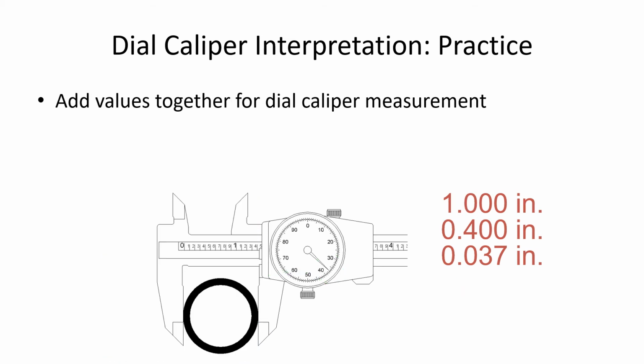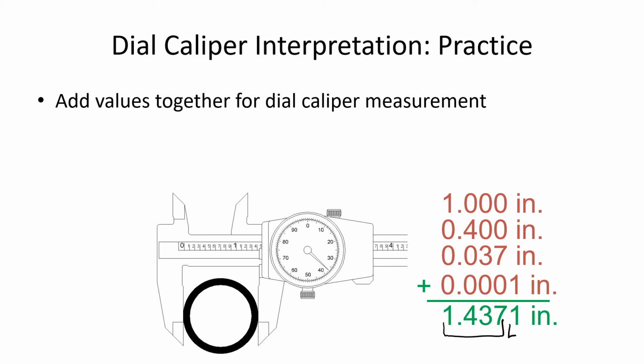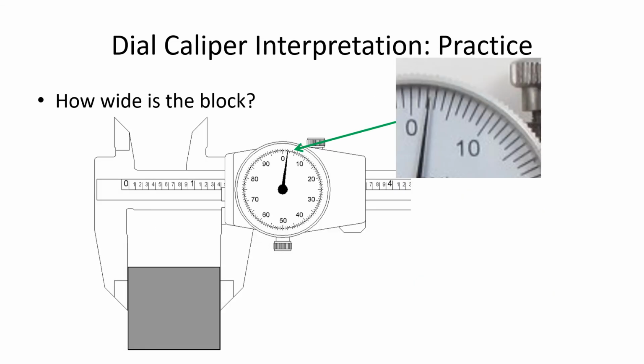Okay. You're going to add values together for the dial caliper measurement to get your final answer, 1.437 with certainty, and then we're estimating this last 10,000th of an inch because it was a little bit past that 37 mark. All right, so that's how you do it. First you read the blade, then you read the dial, and if you want to be fancy, you can even estimate a little bit after that.